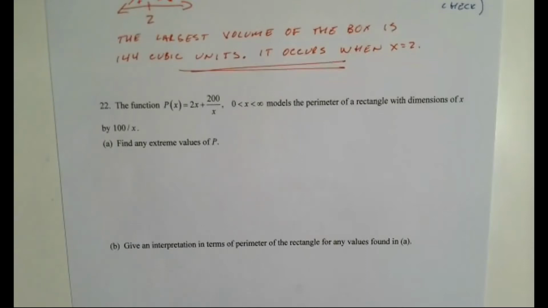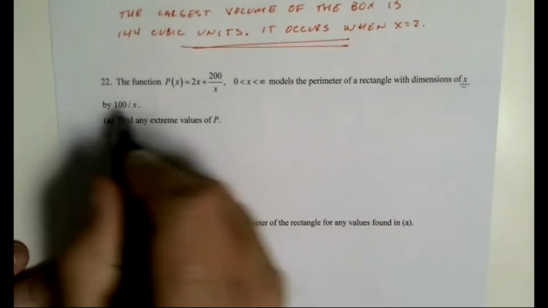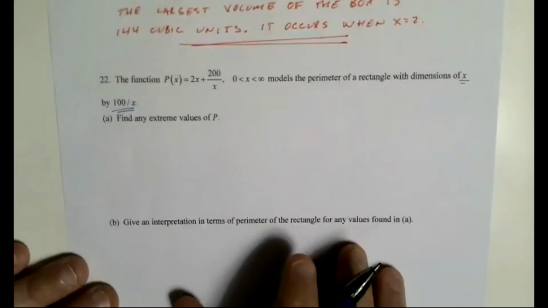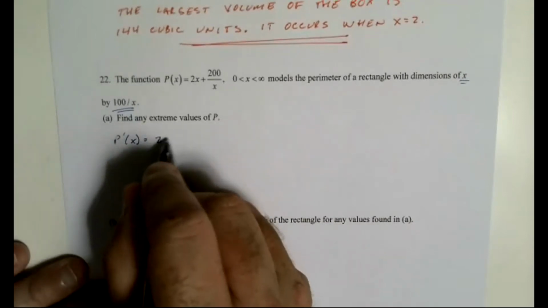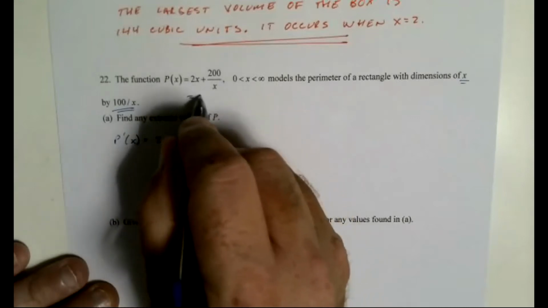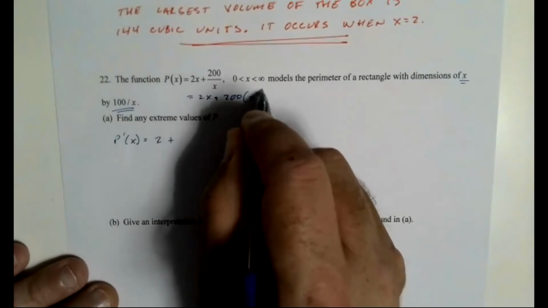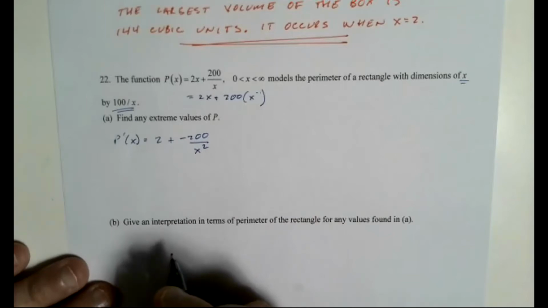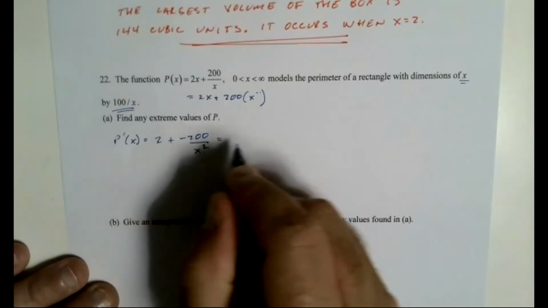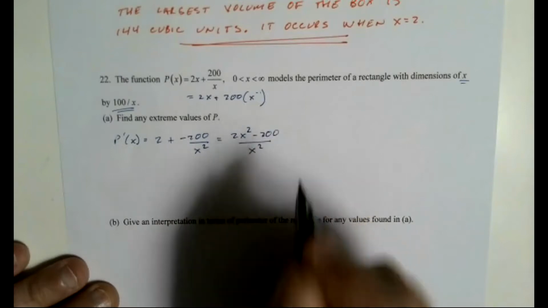Function, models perimeter of a rectangle, X by 100 over X, find extreme values of P. Yes, this freaks me out. I don't know what that means. So P prime of X, 2 plus negative 200 over X squared equals 2x squared minus 200 over x squared.